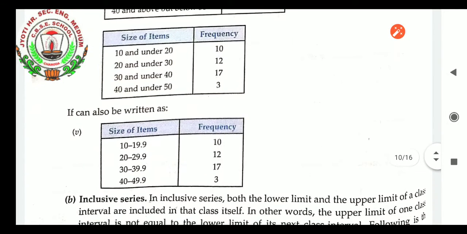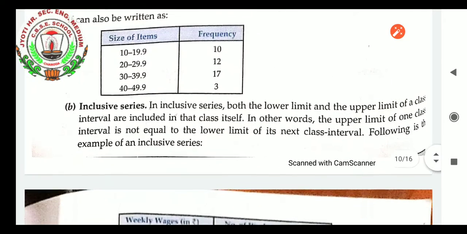Besides that, it can also be written this way. You can see there, 10 and under 20. So you can go on with this.